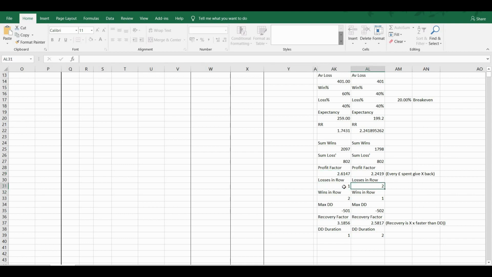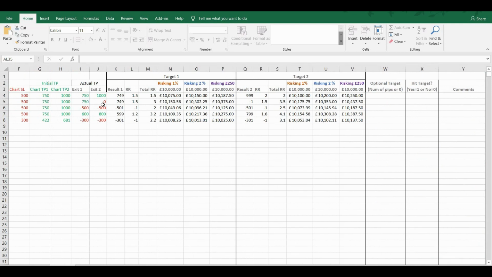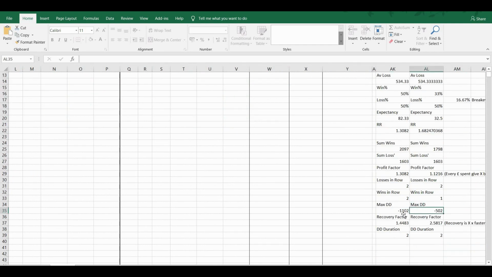Losses in a row, so how many losers in a row, quite self-explanatory. Wins in a row, maximum drawdown in pips, so that will add up your total drawdown value. So here we've lost 500 pips, but then we go positive, and then we're only down whatever that is, it'll be back to break even basically if you were to start here. So minus 500 plus 800 is plus 300, minus 300 is then 0. So our maximum drawdown is minus 500. If we were to go from 0 to minus, let's say another 300, let's go 800 actually. Minus 800, max drawdown should now move to minus 1,102.